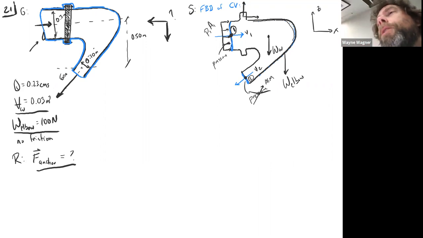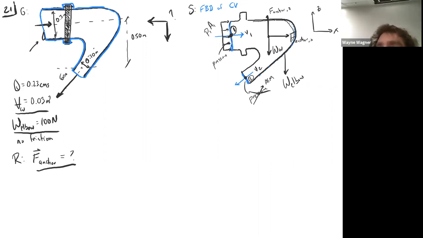Okay? And I put them at the flange, but you could put them anywhere. In fact, most of my work, I draw them here. Let's just draw them there, just because it's a little bit less crowded than up here, okay? It actually is acting at the flanges. But we'll call this F anchor X and Z, sorry. F anchor Z.